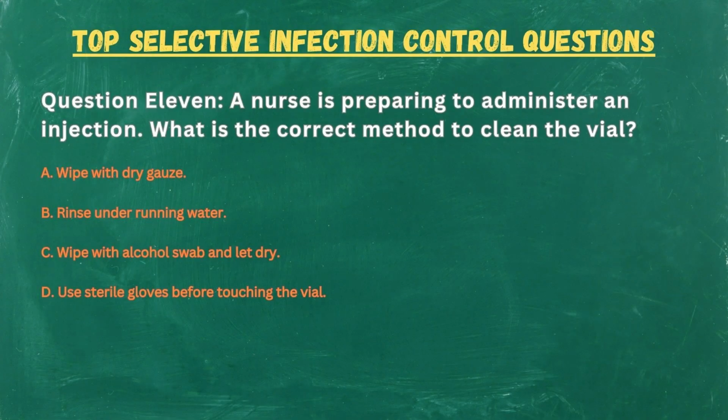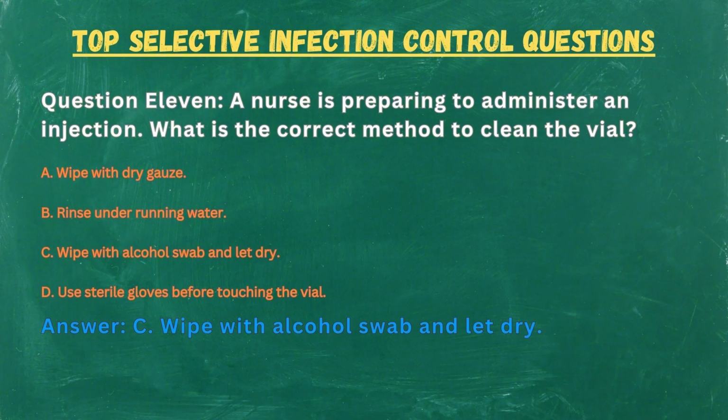Question 11. A nurse is preparing to administer an injection. What is the correct method to clean the vial? A. Wipe with dry gauze. B. Rinse under running water. C. Wipe with alcohol swab and let dry. D. Use sterile gloves before touching the vial. Answer. C. Wipe with alcohol swab and let dry.